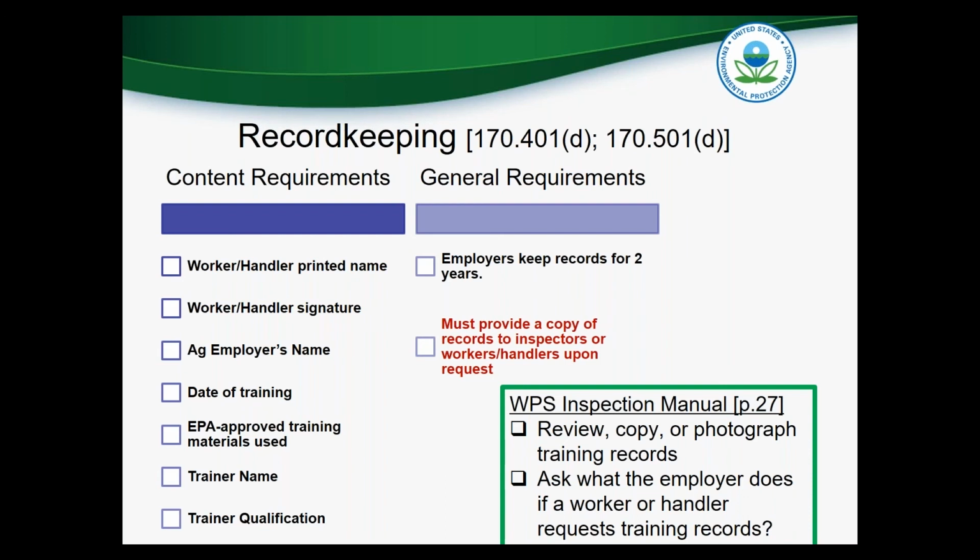And the WPS inspection manual covers this, and some of the recommendations there are to review and copy or photocopy all the training records, and then ask the employer what happens. Has he been asked for those records, and how would he respond to that request?